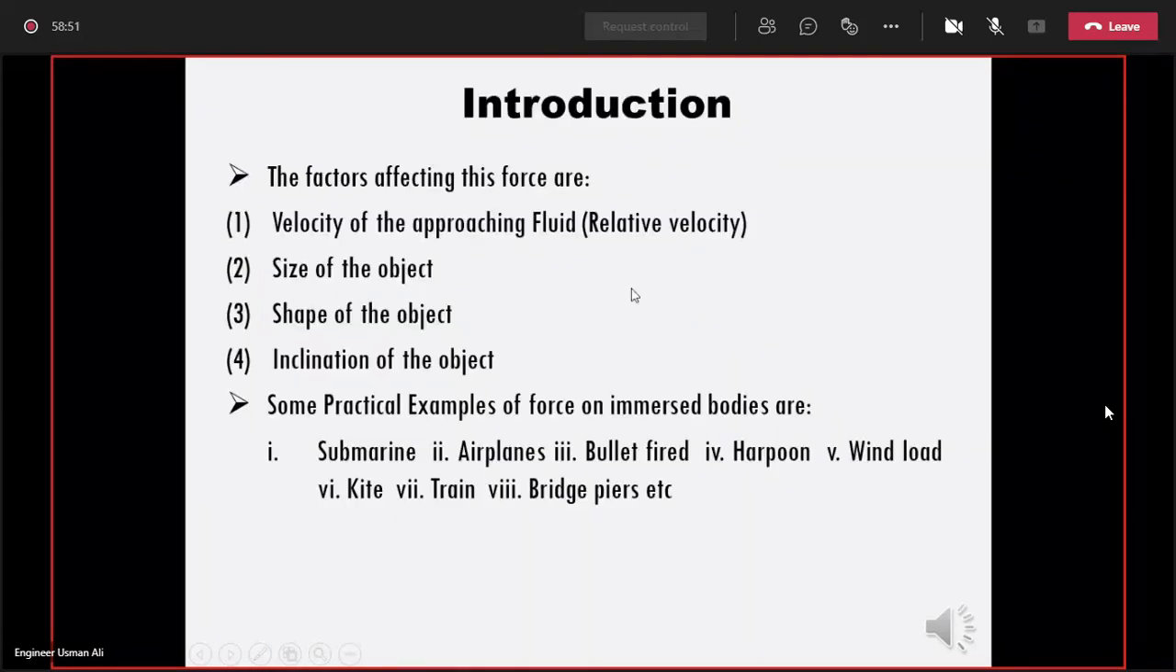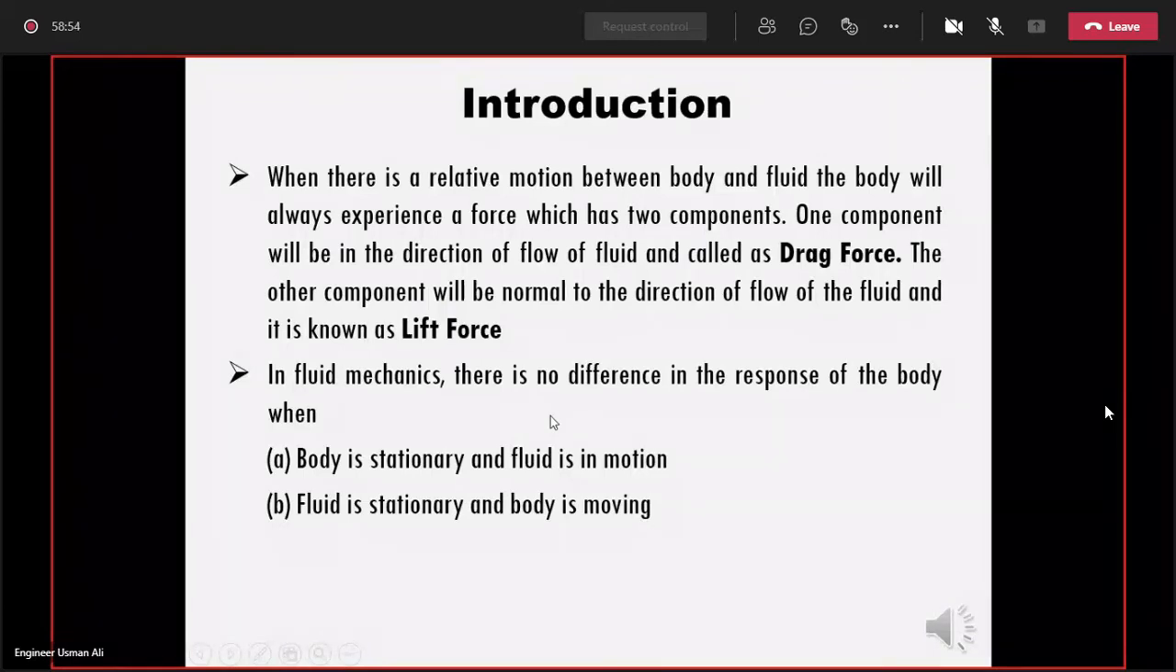As I mentioned, in fluid mechanics there is no difference in the response of the body when the body is stationary and the fluid is in motion, and when the fluid is stationary and the body is in motion.